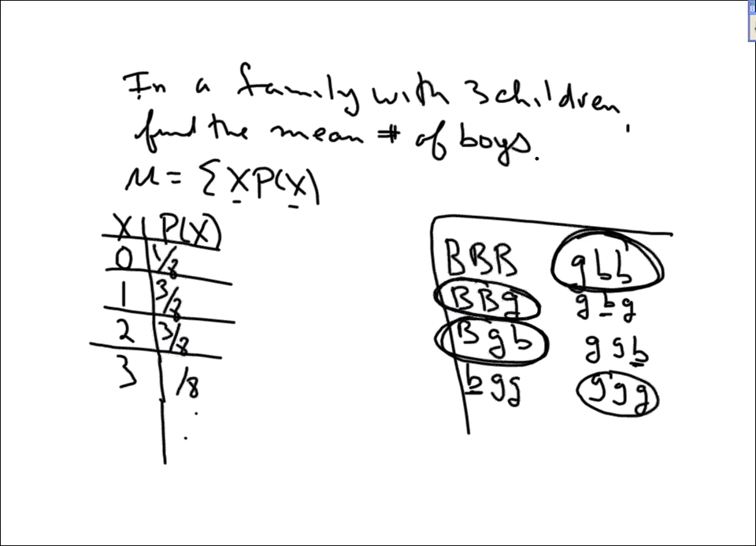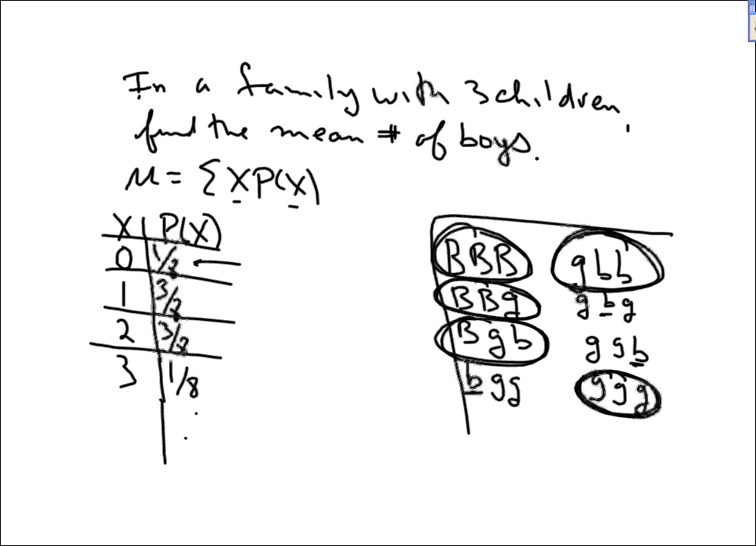How many ways can you have 3 boys? Well, that means you're having no girls. The chances of having no girls should be the same as the chances of having no boys, which we already know is 1/8. If you want no boys, there's only one way. It's all girls. That's why I circled that earlier. We want 3 boys. It's only this one.